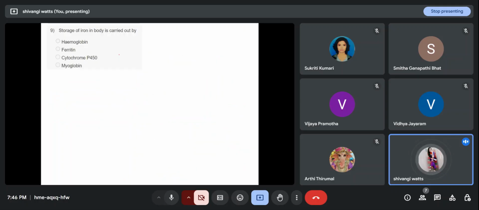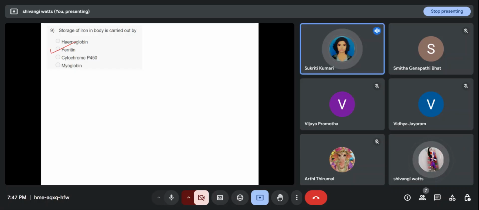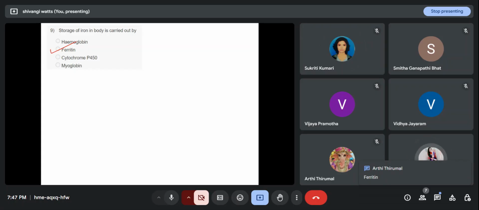So the next question is: storage of iron in body is carried out by option A hemoglobin, B ferritin, C cytochrome P450 and D myoglobin. So what is the right option? In human body iron is stored by which protein? Storage of iron in body is carried out by ferritin. Yes, good. So storage of iron in body is carried out by ferritin.